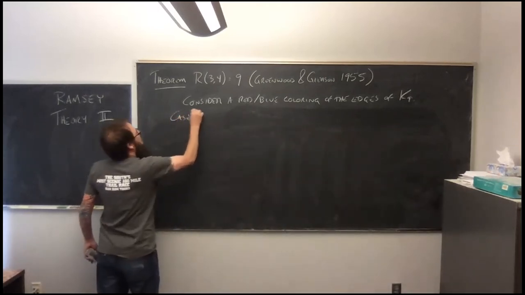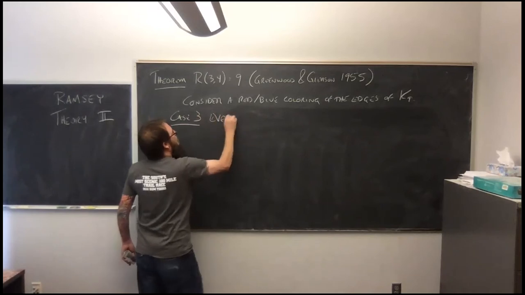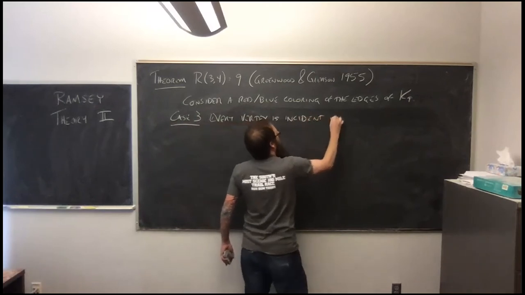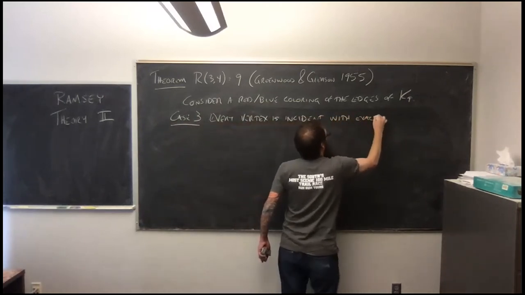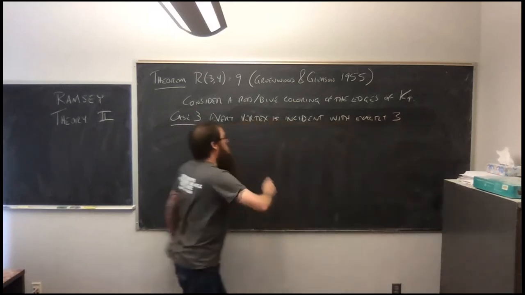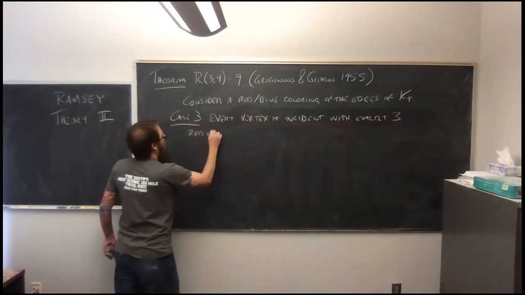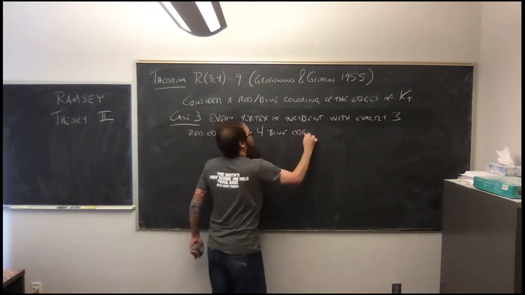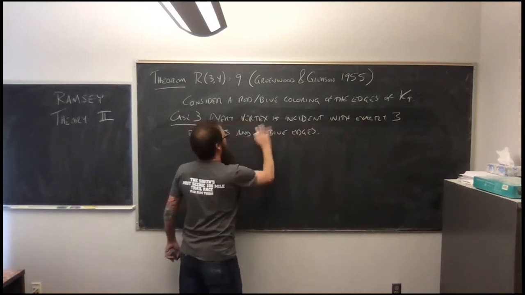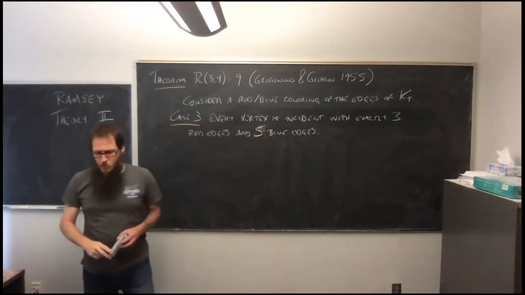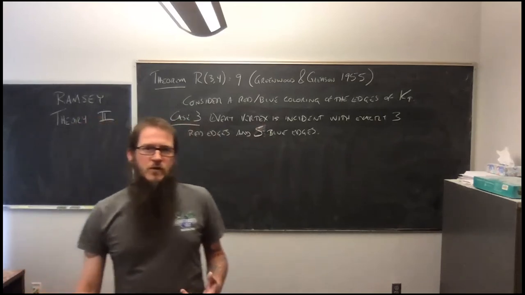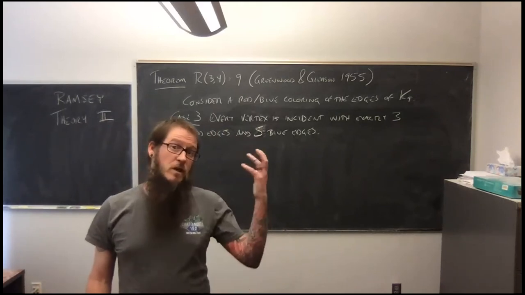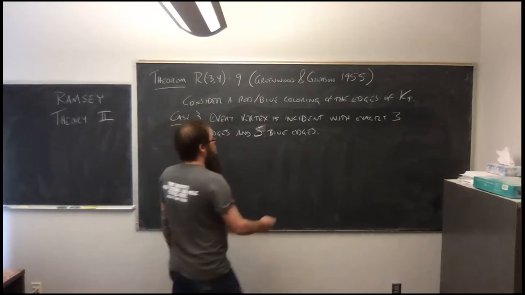So case 3, every vertex is incident with exactly 3 red edges and 5 blue edges. Now, if we were to focus on the subgraph spanned by the edges in just one of these colors, let's maybe focus on the red subgraph.